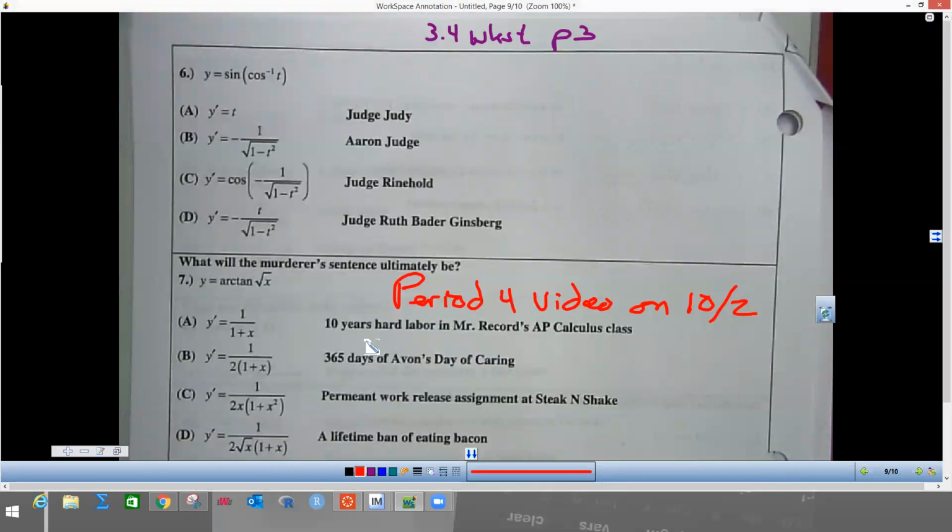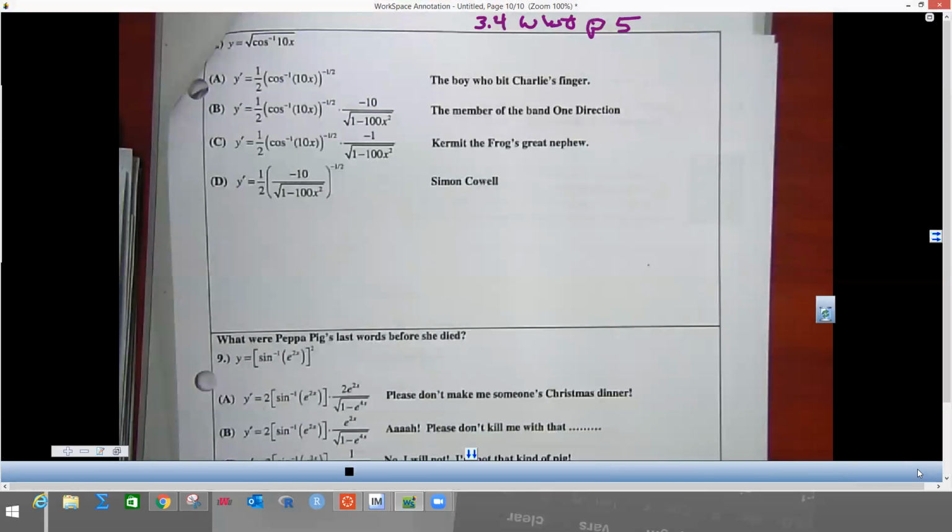Number 8, where's number 8? All right, I did number 7, period 4 today. So it'll be on the period 4 video. And here is number 8, and I got a thing in the way at the top, so I got to turn it over on my worksheet and see what it says.